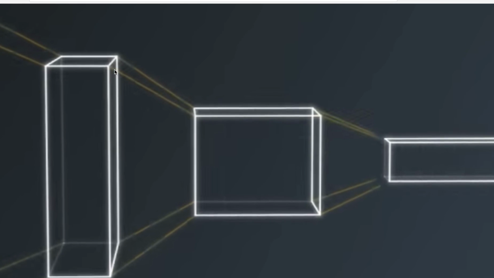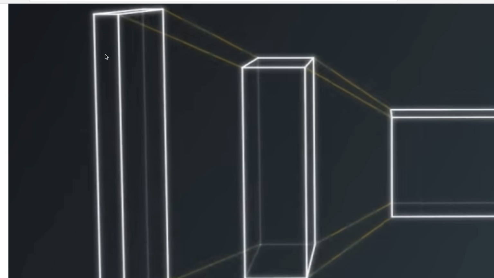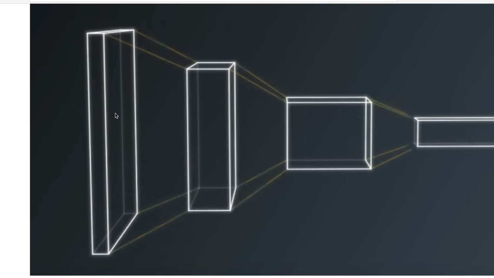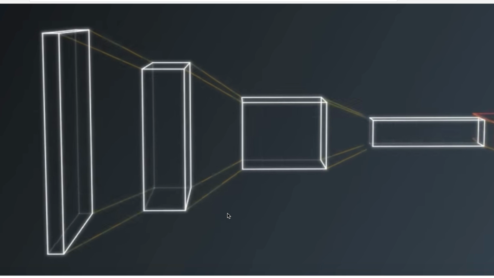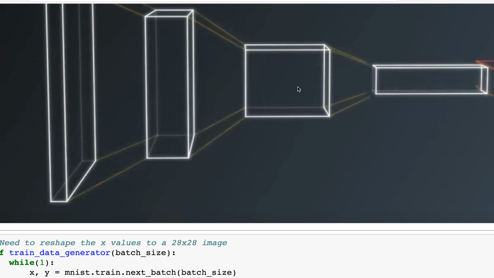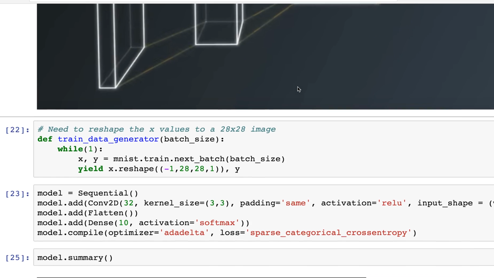So if this is the image, in our case we have a 28 by 28 by 1 image. Then the next layer, forget about the fact that it's reduced in size, we'll talk about that in a bit, but it will be a 28 by 28 by 32 feature set. We'll talk about how the size reduces, but essentially that's what's happening.